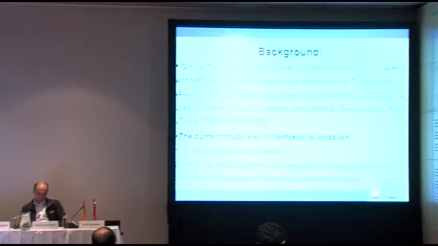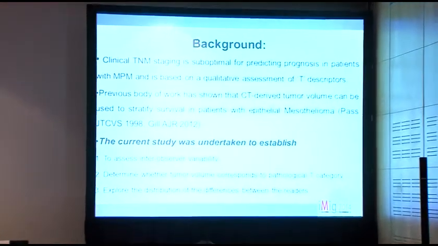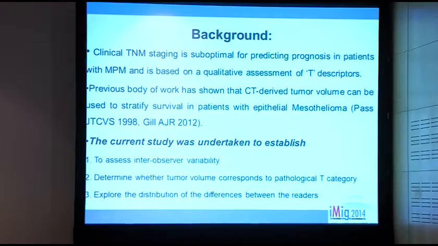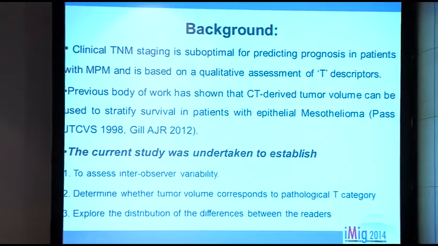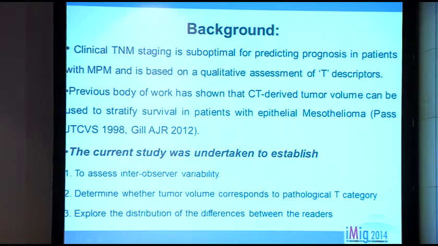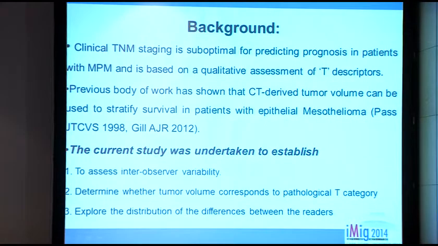So as we heard at the previous talk, TNM staging is suboptimal for predicting prognosis in patients. The prime reason for this is that it is based on a qualitative assessment of T descriptors. Previous work has shown that CT-derived tumor volume can be used to stratify survival in patients with epithelial mesothelioma. The current study was undertaken to establish the feasibility of using tumor volume as a T category, and also to assess inter-observer variability and the distribution of differences between readers when assessing tumor volume.